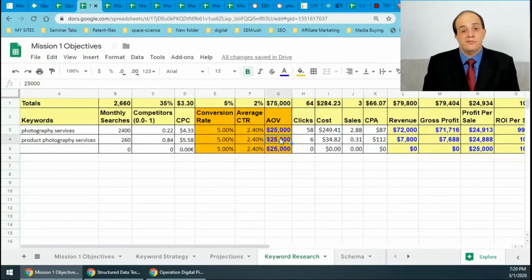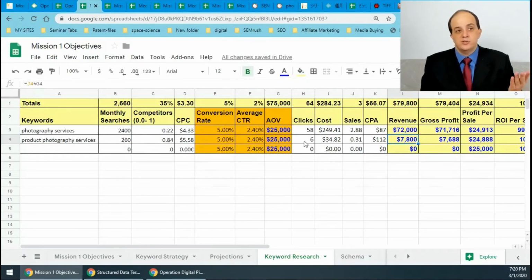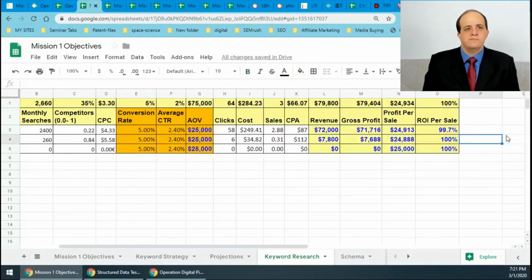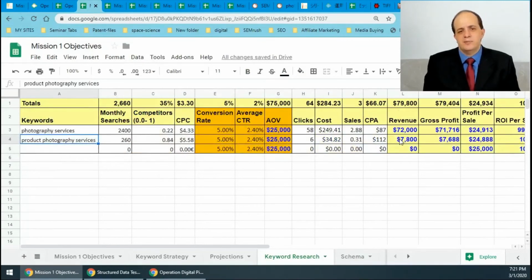Again, with a $25,000 ticket item on the menu, we're looking at a really high profit margin. The revenue will be about $7,800 because there's only 6 clicks, and it calculates just how many, and this is a calculation per month. If we look at it over the course of a year, it'll be much higher than this. But the return on investment is almost 100% because it's almost just completely free of charge. Well, it's not free of charge. It's only $5.58 a click, but we're really only expecting about six clicks per month from this particular keyword.